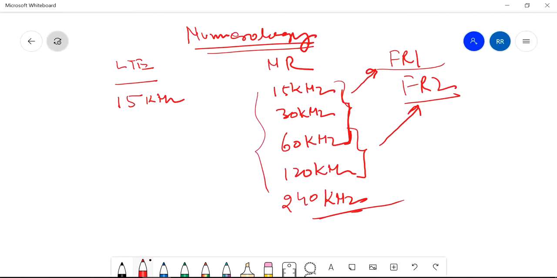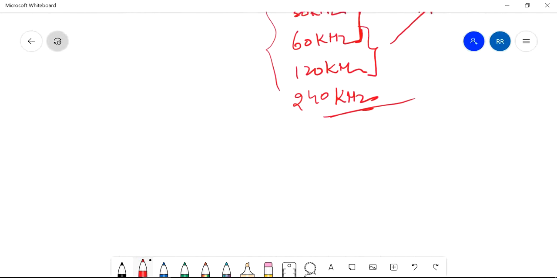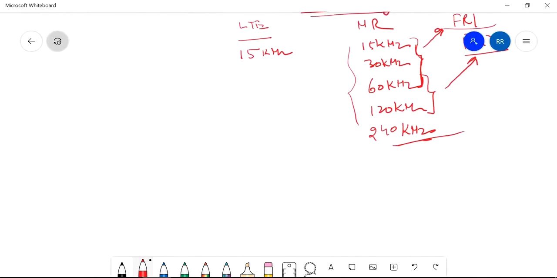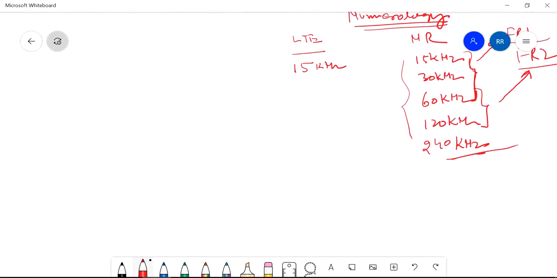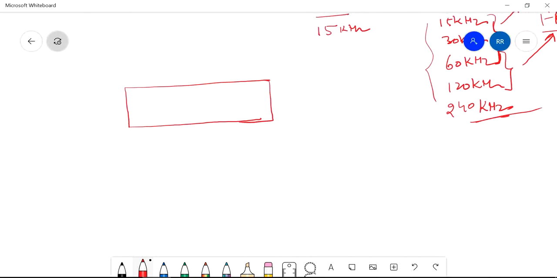Okay, so now what is the use of this, and what is the difference between these different numerologies? What impact do they have on the frame structure? Why do we have these? So let's see. If we look at the frame structure, suppose we take one slot. I'll show you the difference. This is one slot of NR, so this is 1 millisecond, and suppose it is 15 kilohertz.